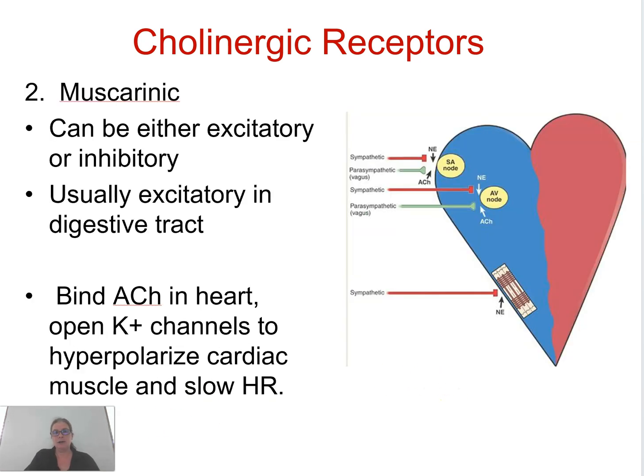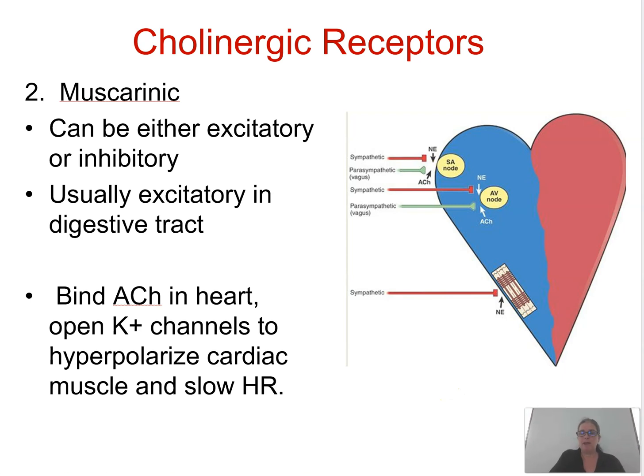Now, the muscarinic ones, they actually bind to something called muscarine. They can be either excitatory or inhibitory. Now, in your digestive system, they're excitatory. So when acetylcholine binds to the muscarinic receptor in your digestive system, it increases digestive activities, secretion, motility, helps you digest your food.